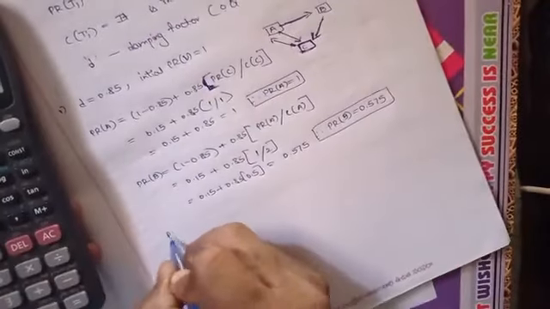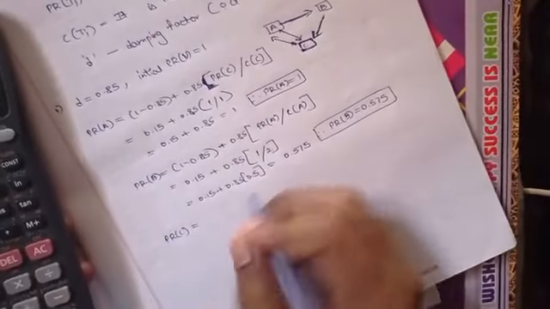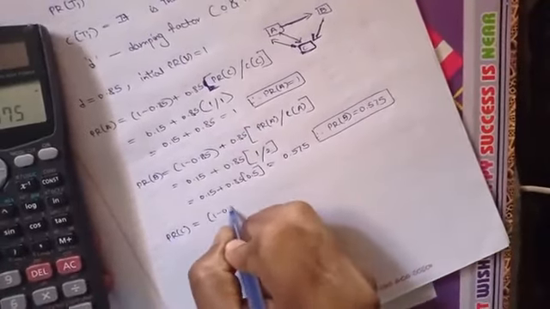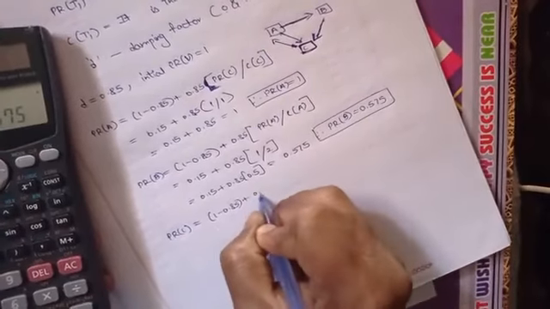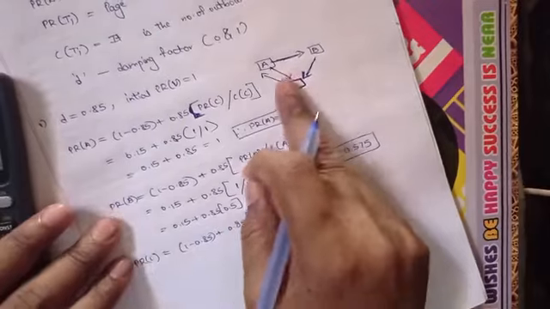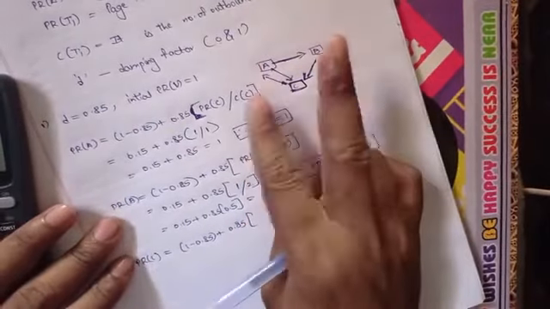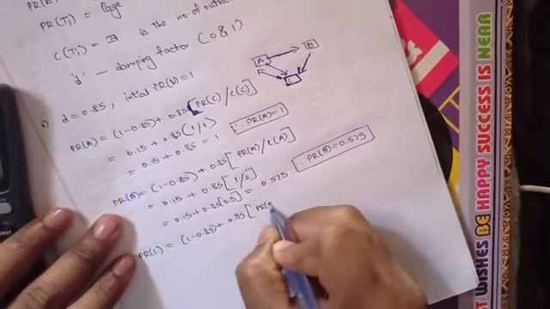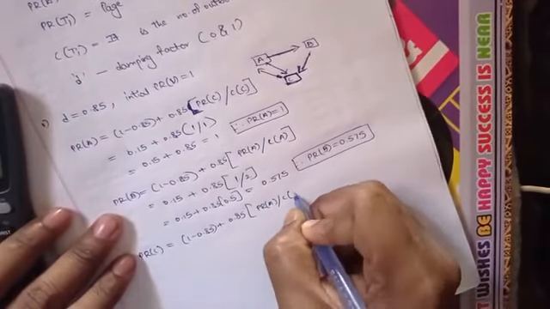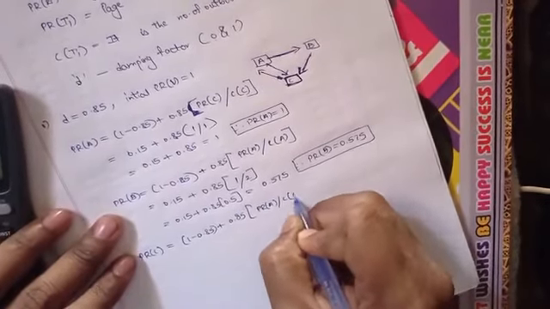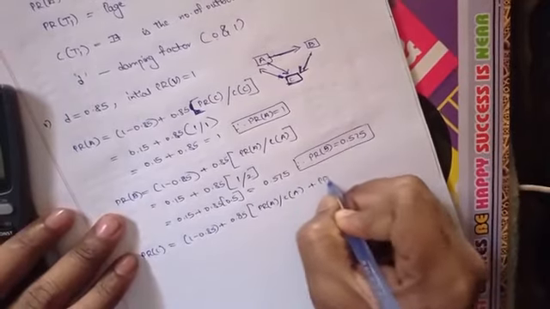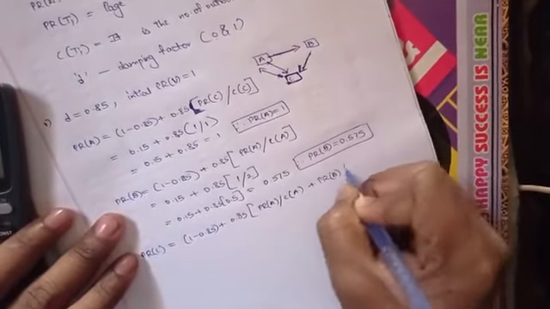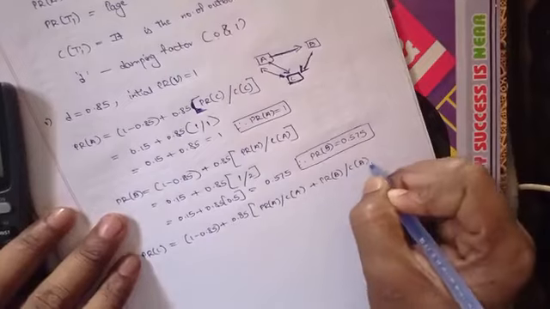So coming to PageRank, PR of C. PR of C is 1 minus 0.85 plus 0.85 of... The incoming edges are from A and B, so we have to write the formula for A as well as B. That is PR of A by C of A, the outbound links of A, plus PR of B by outbound links from B.